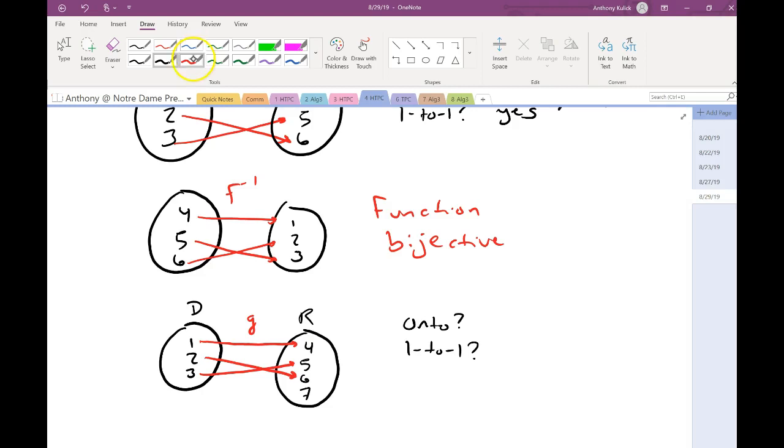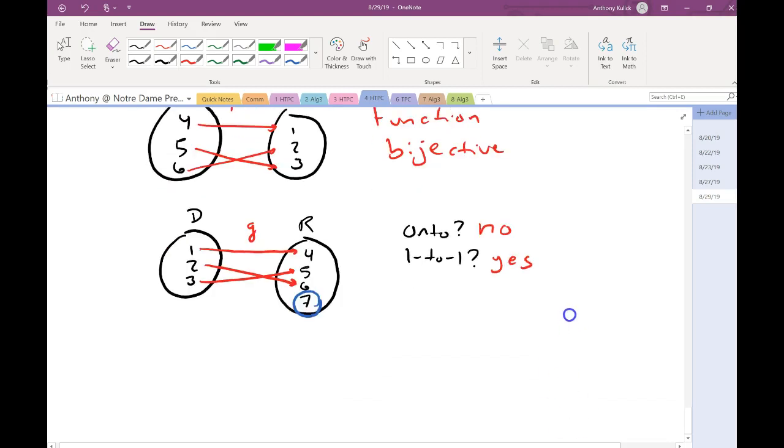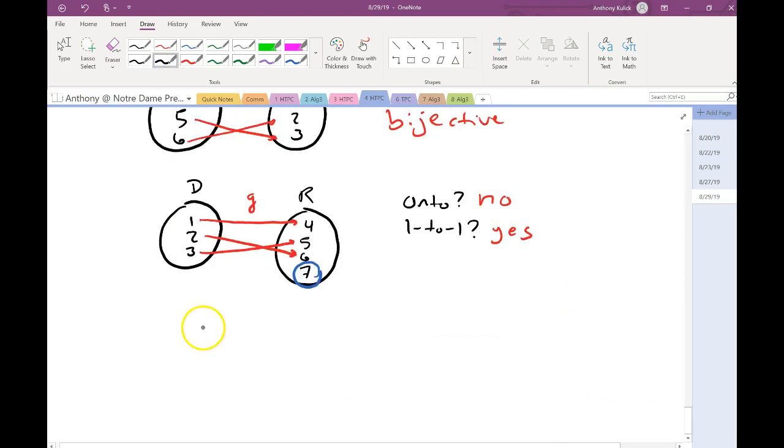I see people shaking their heads no. That no is the correct answer. What's the issue? Yeah, that 7 isn't used by anything. There's no x value that's going to give you a 7. Okay. Is it one-to-one? Yeah, none of those y values are used more than once. So it is one-to-one. So let's look at what its inverse would look like then.